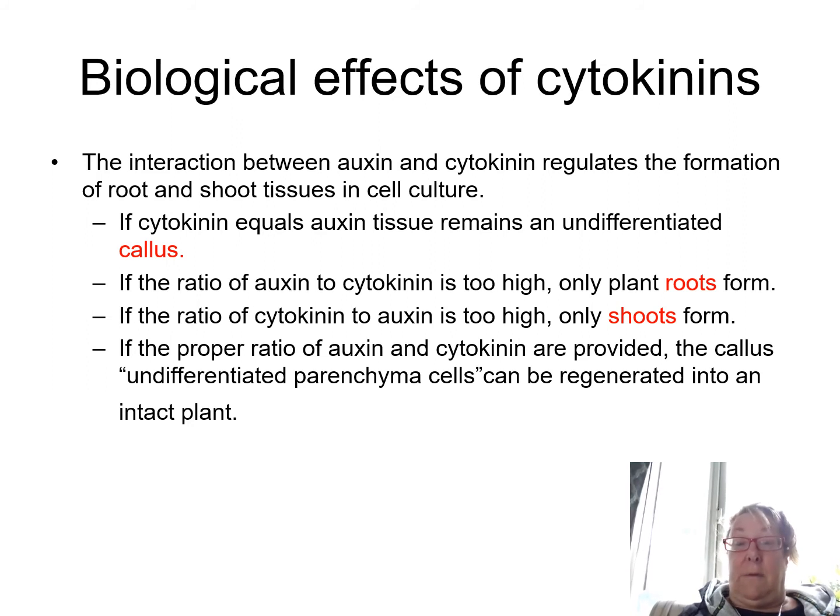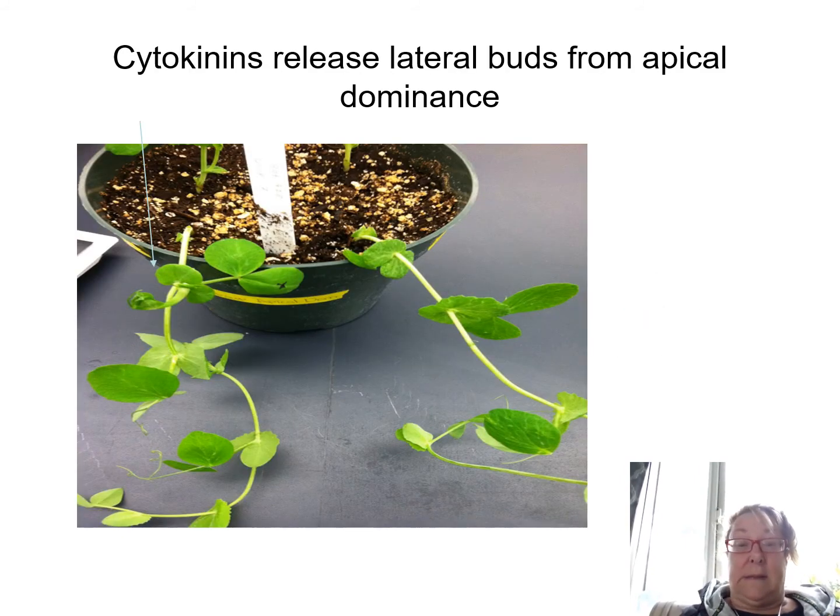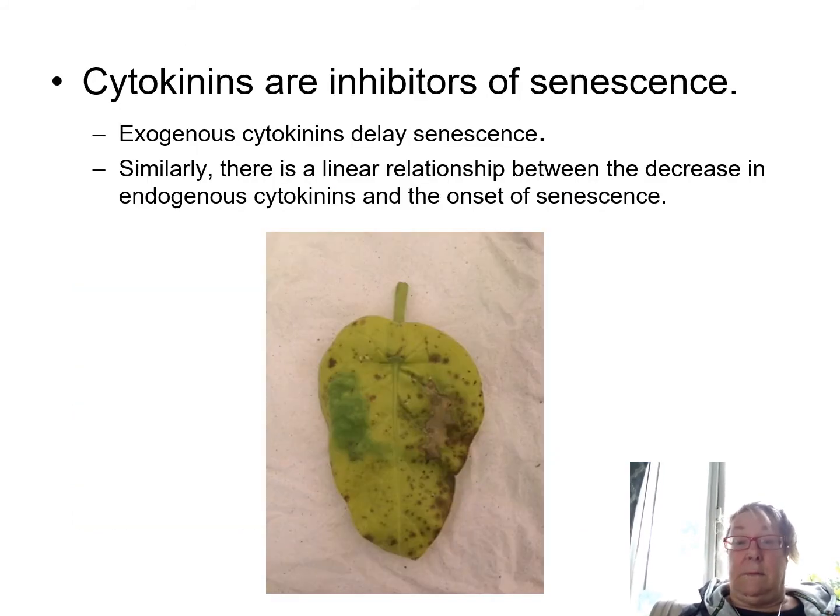Auxins, remember, favor roots, and if they're equal, you produce undifferentiated parenchyma cells called callus. On the left, you can see this drop of cytokinin caused this lateral bud to grow that whole length, even though there was still the tip of the plant present. The control is on the right. It was applied here on the left.